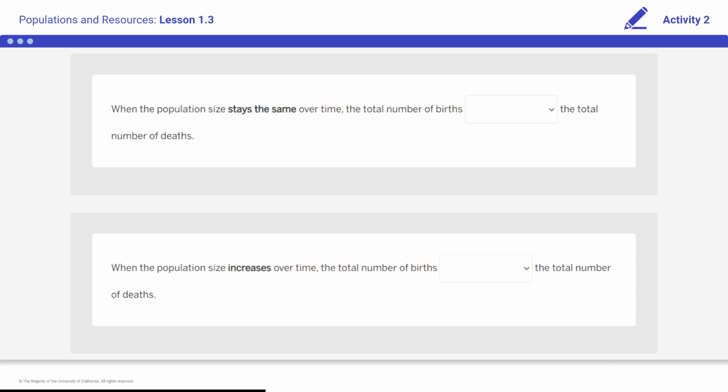When you made the population size stay the same, how did the number of births compare with the number of deaths? The number of births was the same as the number of deaths. When you made the population size increase, how did the number of births compare with the number of deaths? The number of births was greater than the number of deaths. When you made the population decrease, how did the number of births compare with the number of deaths? The number of births was less than the number of deaths.